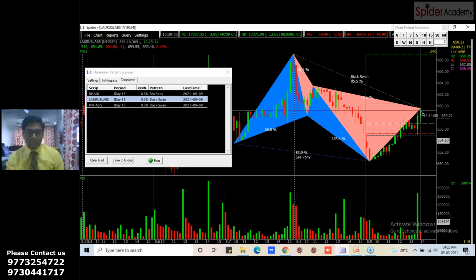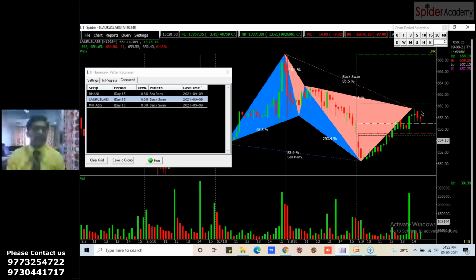In the same way, we have the third example for emphasis. This harmonic pattern helps us identify what trend is going on. This pattern helps us even identify where the reversal point is in a price action. And all these things are calculated automatically in the Spider software.